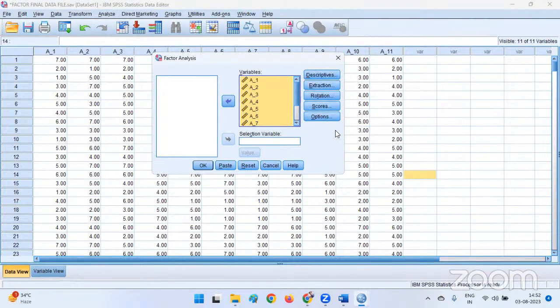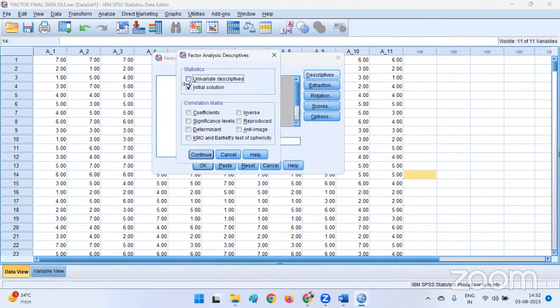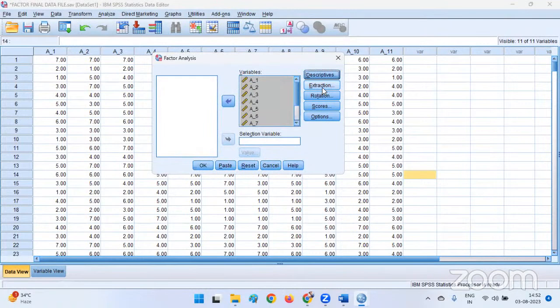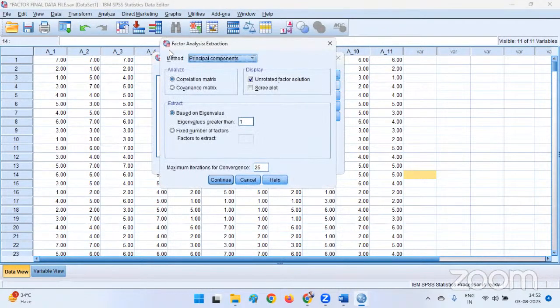So in dimension reduction, we have factor. We click on factor. We have 11 variables here, and we can insert all 11 in one go. We have many options on the right hand side, like descriptives. In descriptives, the initial solution is checked by default. We need to check KMO. Continue.